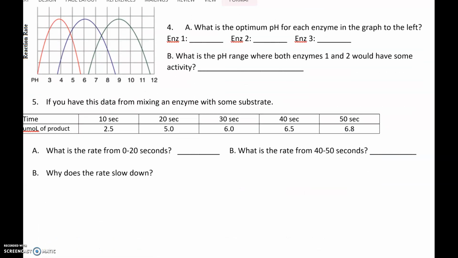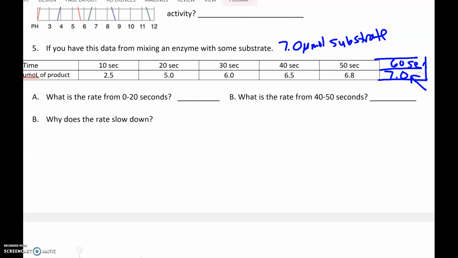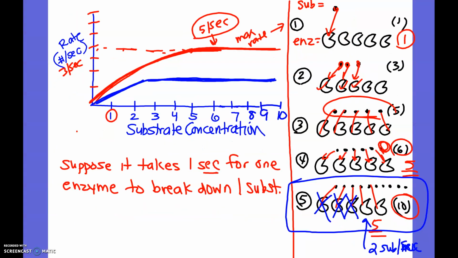The other thing I want to explain is this one. So this graph is, if you were to graph this, you would also get, let's just say you started with 7.0 millimoles of substrate. So over time, that 7.0 millimoles would get broken down into products. So at 60 seconds, maybe you're at all 7.0 broken down. And if you were to keep going past 60 seconds, this number is not going to get any bigger. So let me show you what this looks like in a graph as well.